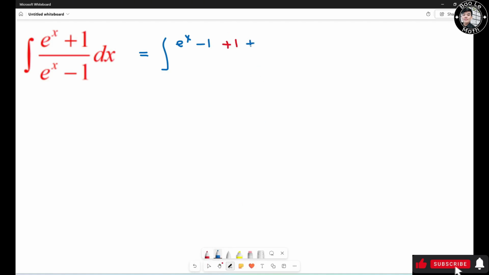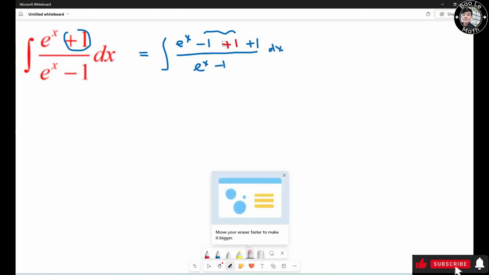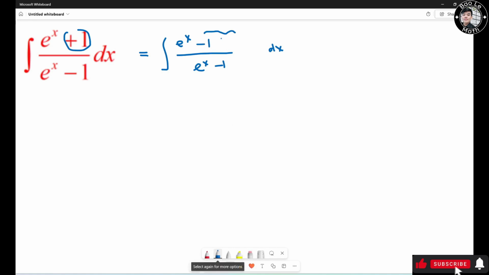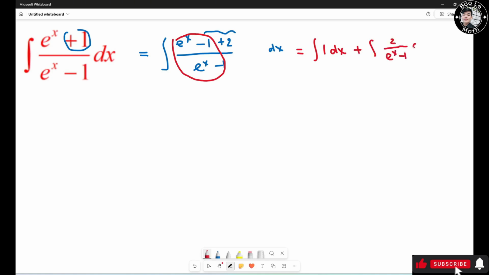Then I'm going to add 1 right here, over e to the s minus 1 ds, right? Now, I combine this guy and this guy, and it's going to be plus 2. Now, I'm going to separate this fraction, so it could be the integral of 1 ds, plus the integral of 2 over e to the s minus 1 ds, right?